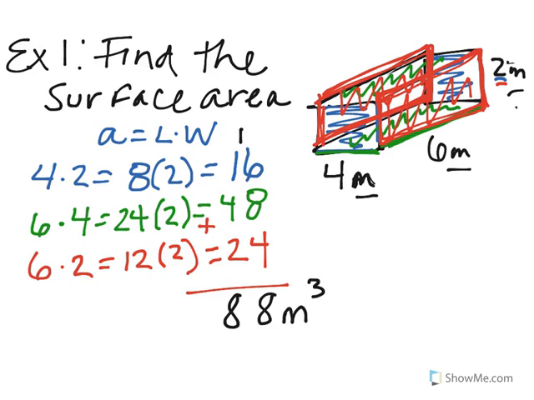If you notice here, all we did was multiply each pair of numbers together, and then multiply by 2. I said 4 times 2, and then multiplied that by 2. Then I said 6 times 4, and multiplied that by 2 to get 48. My last combination was 6 times 2, multiplied by 2 to get 24, and then I added it all up.